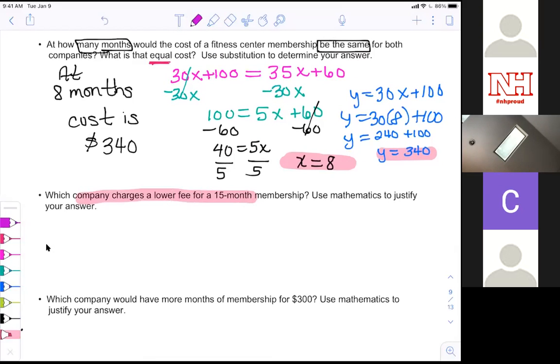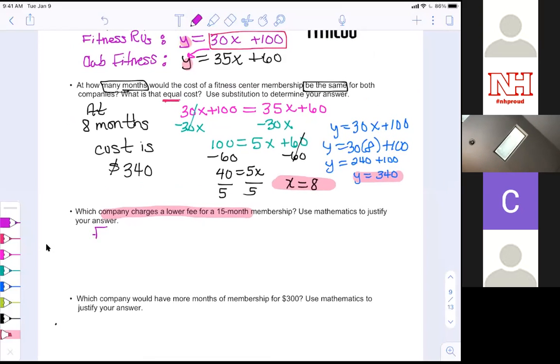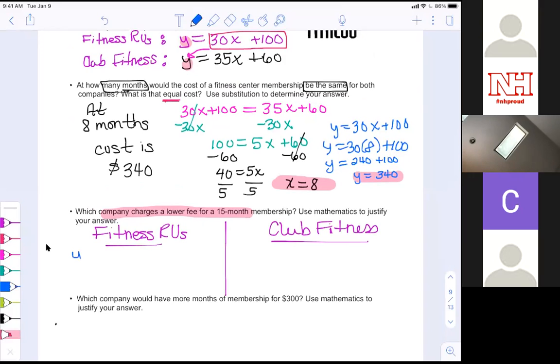So this is a comparison problem where we're going to try and compare. So I have Fitness RS. And then we have Club Fitness. And we're going to do a little bit of comparing here. Which one is better? So we'll make a little chart. Michael, what do you think we're going to plug 15 months in for in the equation? You can plug it in for the X. Yeah, so 15 months is the X value.